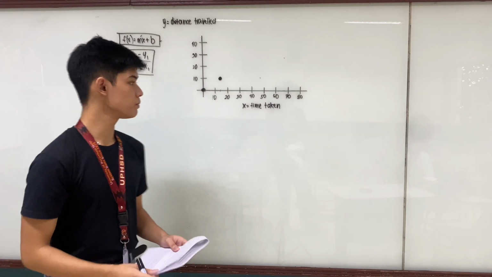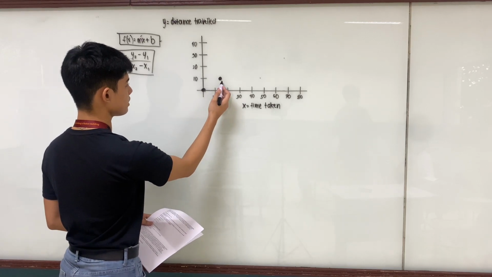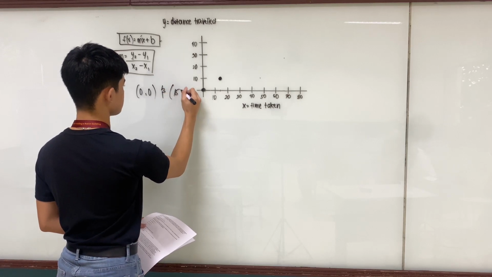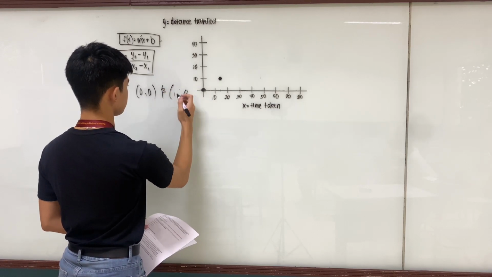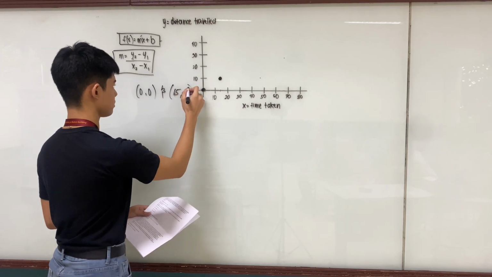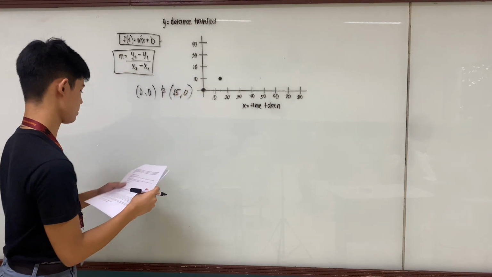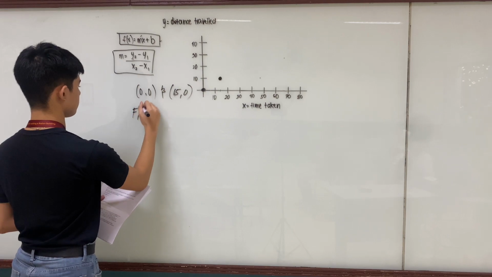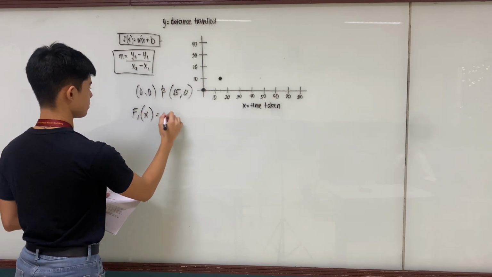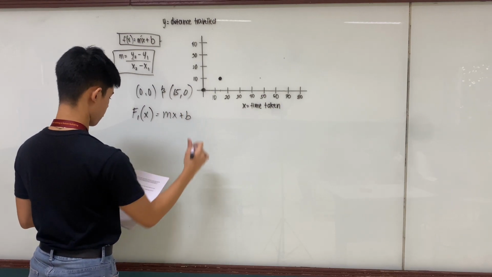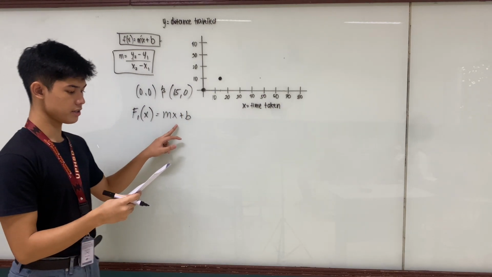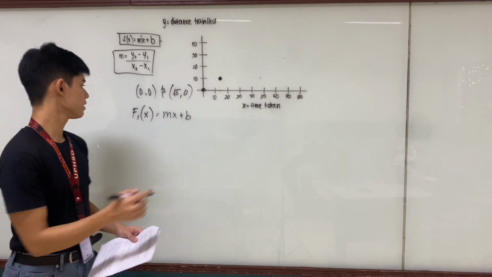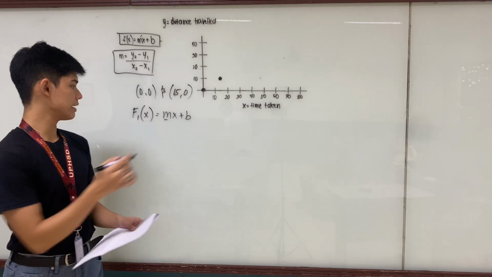So for our first function, we have the coordinates 0, 0 and 15, 10. So our function will look like this: f sub 1 of x is equal to mx, where x is the time or the duration of the travel. Now for each piecewise function, we must get the slope as well as the intercept.